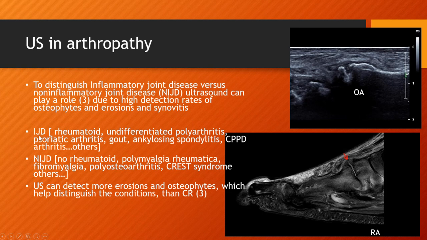So we have inflammatory joint disease and non-inflammatory joint disease. Our role within these two is to be looking for osteophytes, looking for erosions, and looking for synovitis. CT might be a little bit better than X-ray, and X-ray was the gold standard for screening in rheumatoid and osteoarthritis of the foot, but ultrasound is quite specific for osteophytes and erosions as well, and MRI probably even more so. I think it's becoming the gold standard.